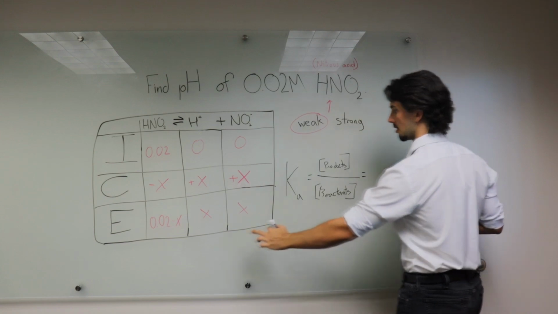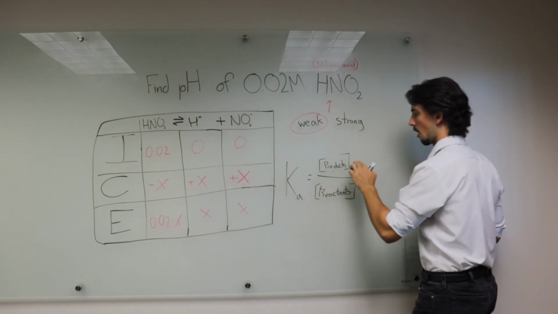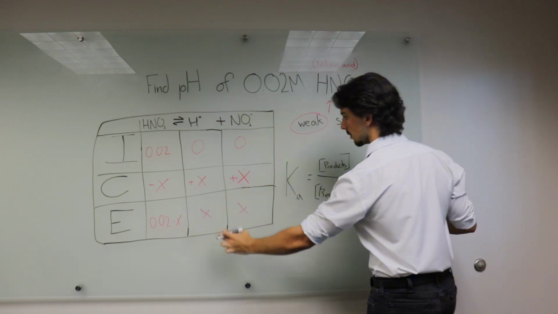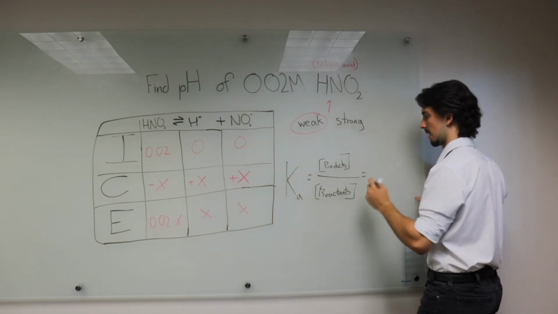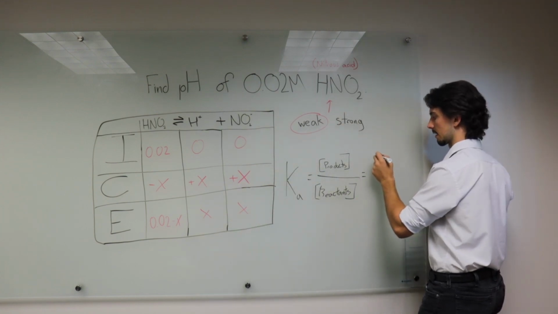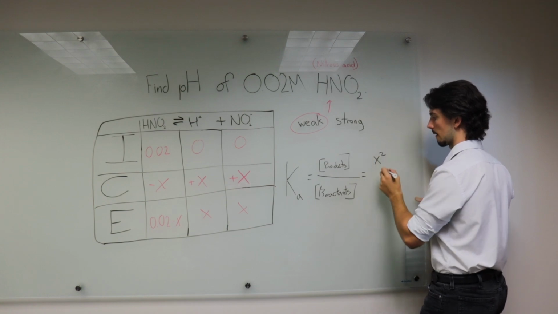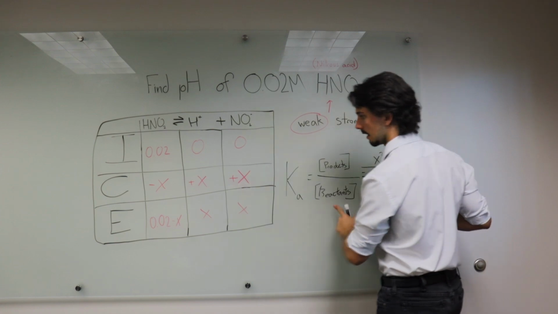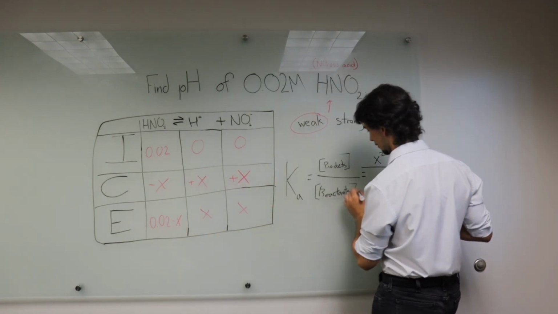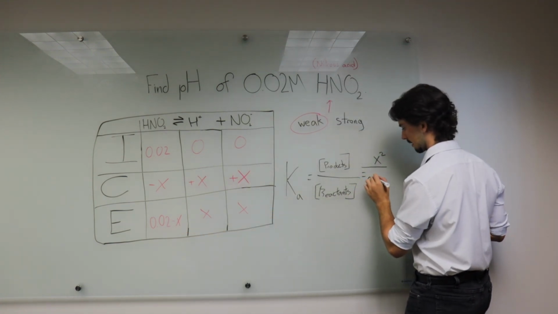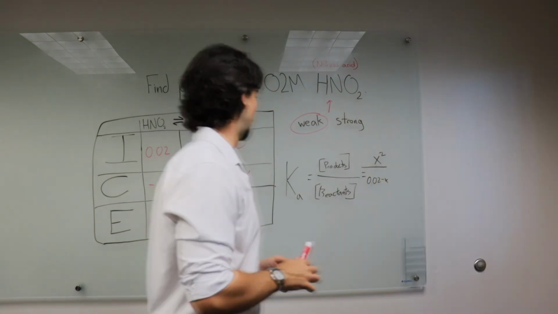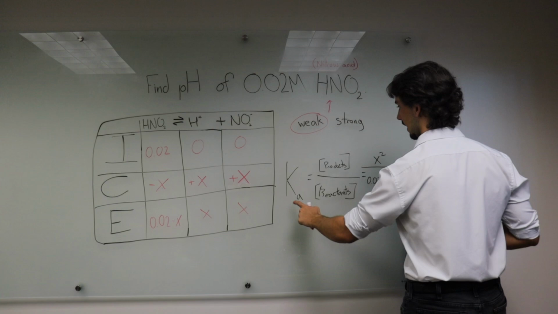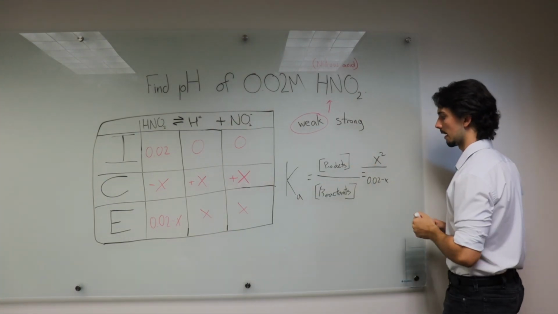So we can write this out. We have the concentration of our products. Now, all these concentrations are going to be multiplied by each other. So if we take these two, it's going to be X times X, which we can write as X squared, divided by the reactants. In this case, it's 0.02 minus X.